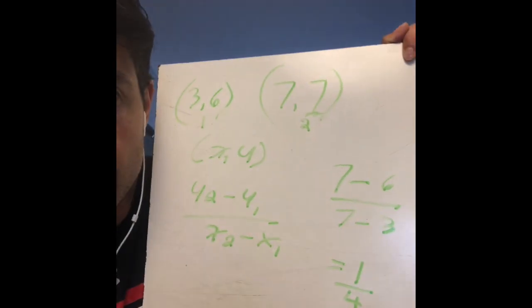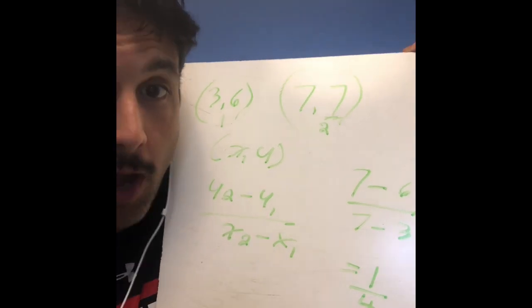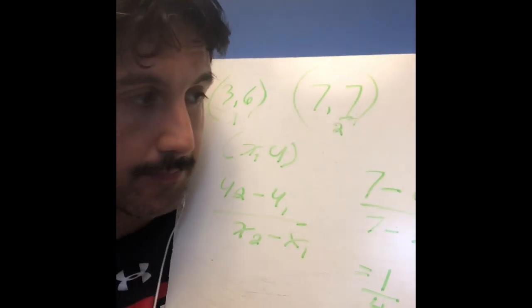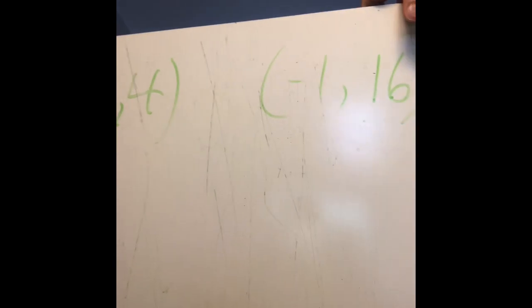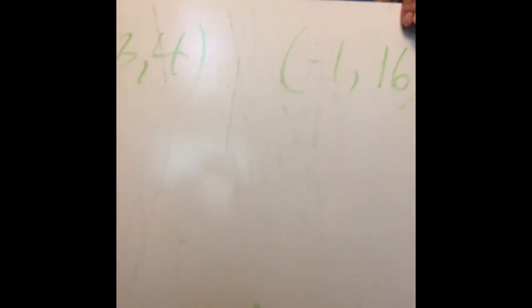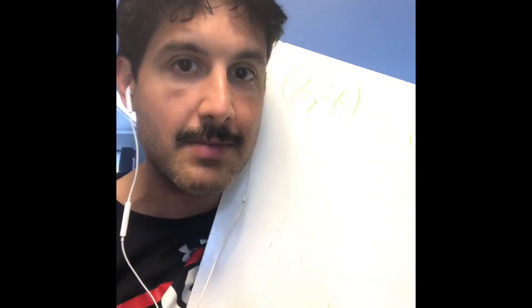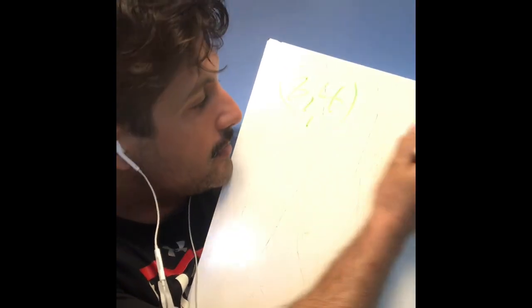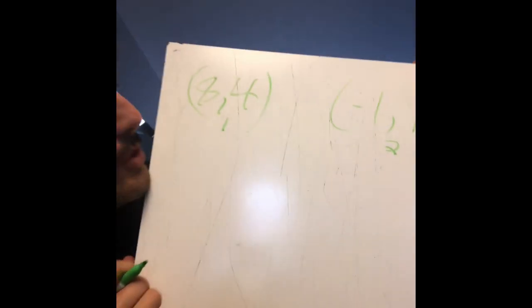So my slope in this case is 1/4, or a rise of 1 and a run of 4. We got another example here. We've got (8, 4) and (-1, 16). Again, it does not matter which one I name as point 1. I'm just going to arbitrarily do that. So I got point 1, point 2, and I need my equation.